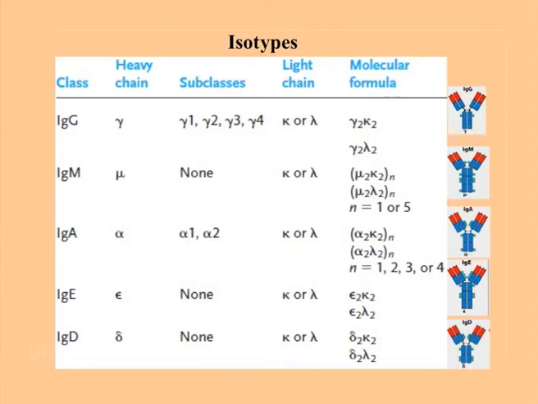And when the sequence is alpha, the immunoglobulin is called IgA. So 5 different constant region sequences are present in humans, and each of them is called an isotype. So there are 5 isotypes of immunoglobulins present in our system.